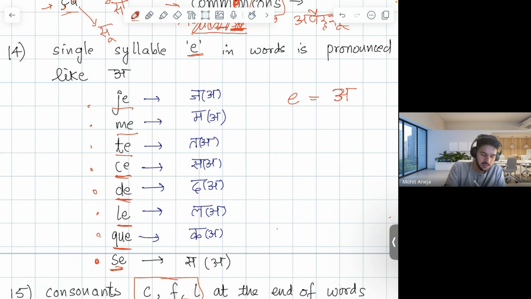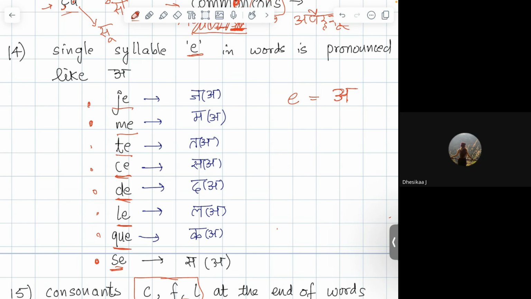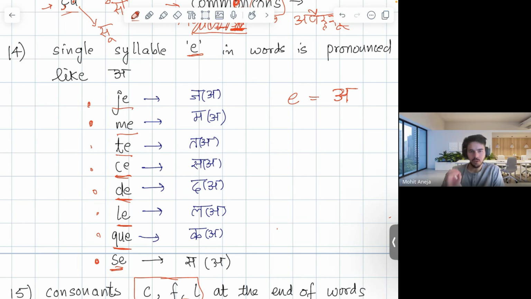Desika, can you say this sound for me, please? So please say these two words for me, the first two that I've written here. Je, me. You see, we don't say a at the end. We say je, me. Very good. Hussein, can you say the next two for me, please?